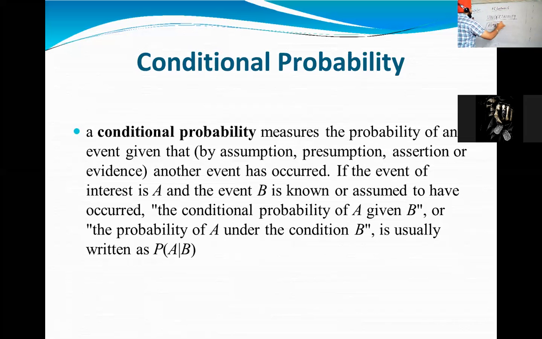And if we write only P(A) or P(B), it means it is unconditional probability: what is the probability of event A to occur, and what is the probability of event B to occur?